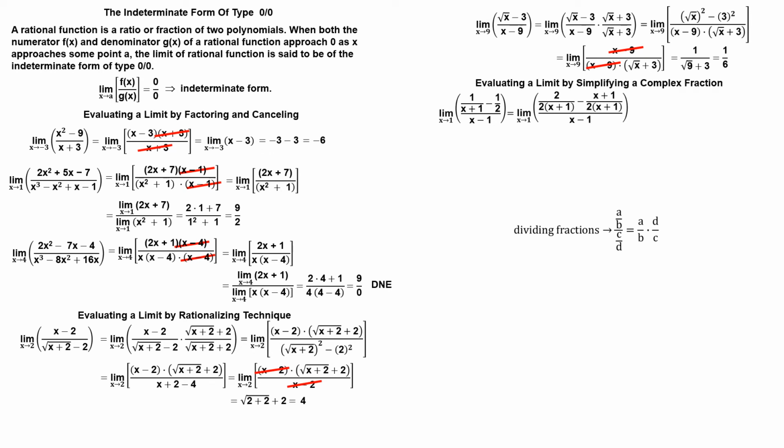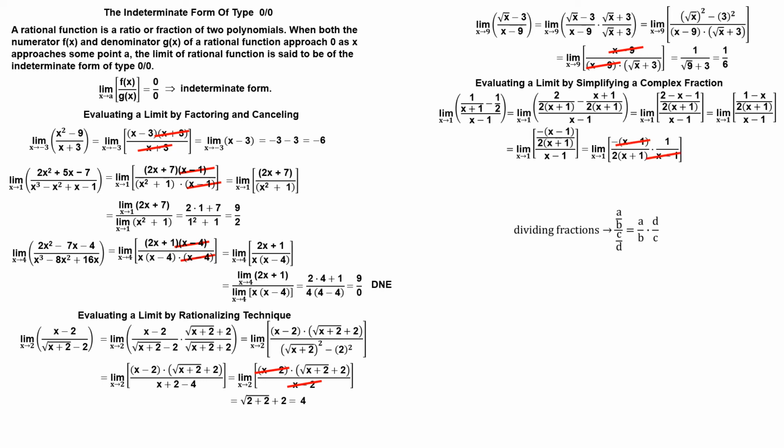We simplify the numerator and multiply by the reciprocal of the denominator. It's important to note that 1 minus x and x minus 1 are opposites that cancel, leaving minus 1. Do not multiply the denominator because we want to be able to cancel the factor x minus 1. We now evaluate the simpler limit.